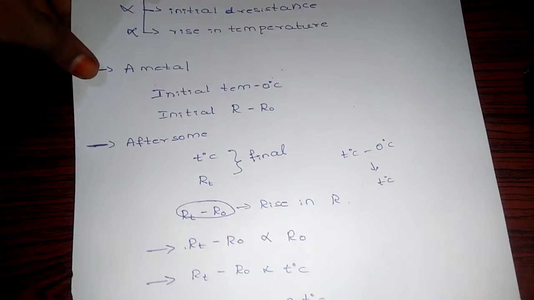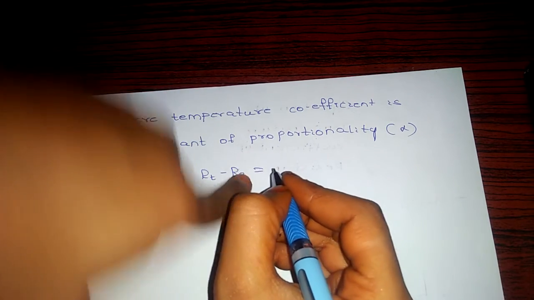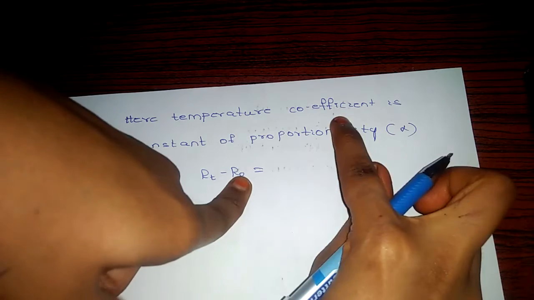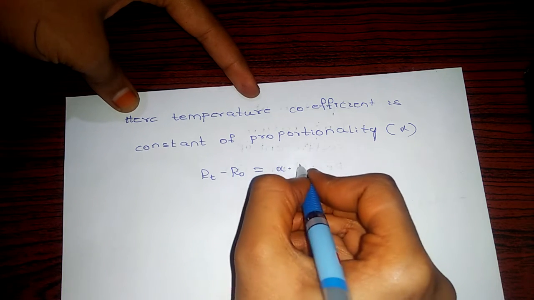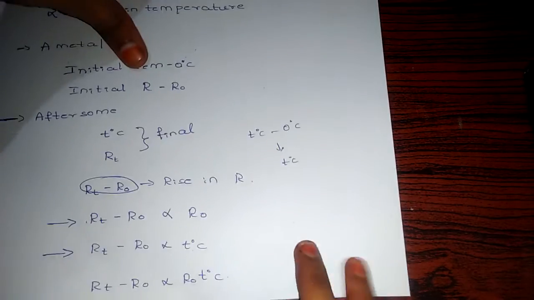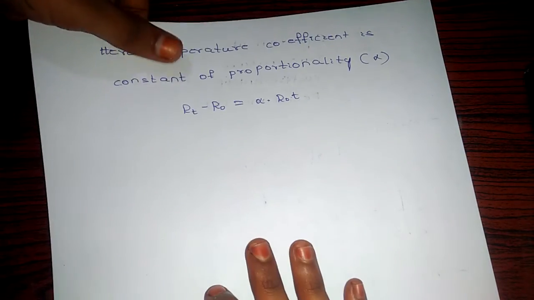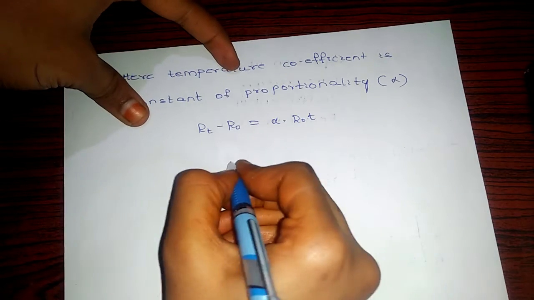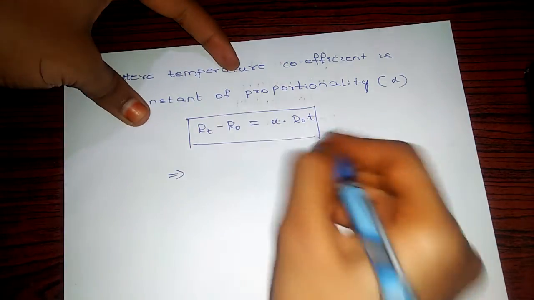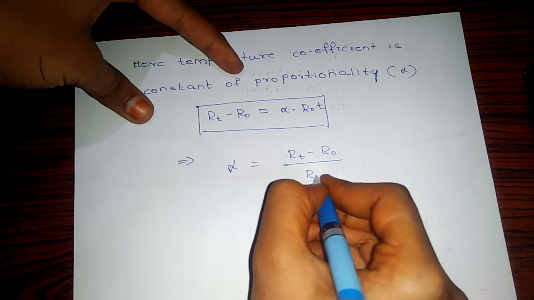So RT minus R naught is equal to alpha into R naught T. If you want to know alpha, the temperature coefficient of that material, we can write alpha is equal to RT minus R naught divided by R naught T.